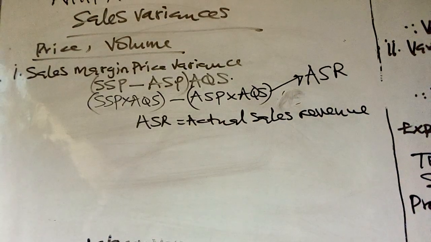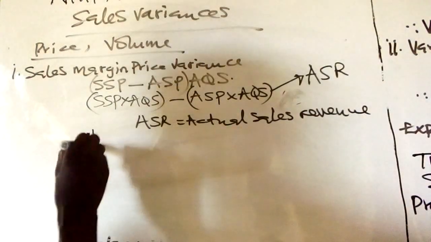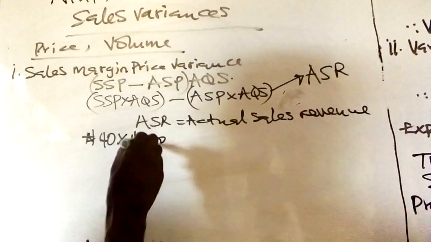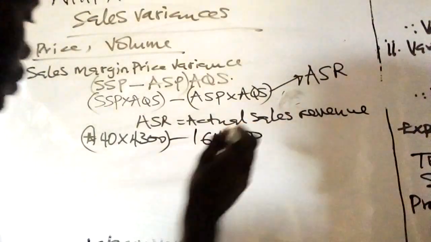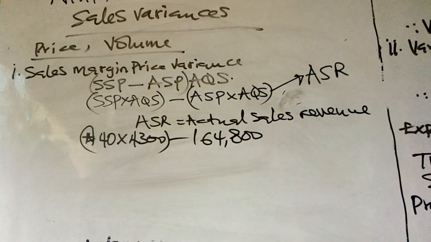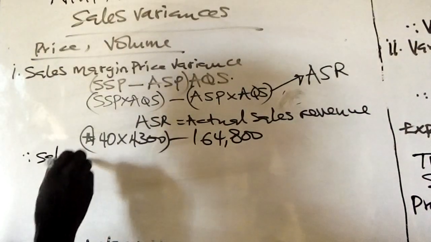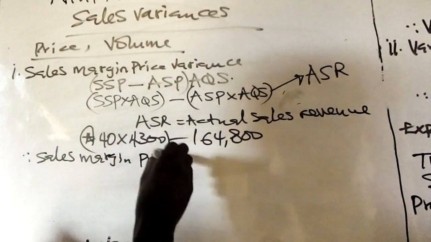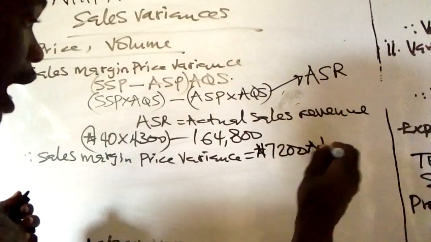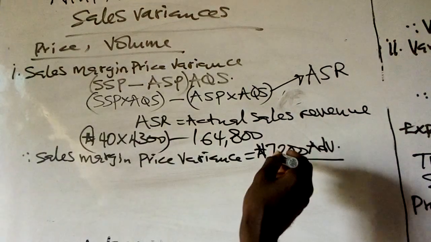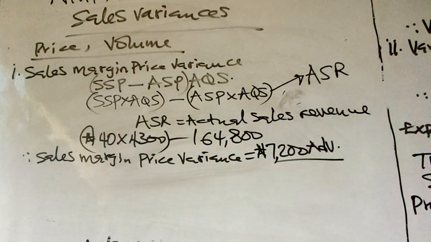Now, our standard selling price is 40 naira, and actual quantity sold is 4,300, and the actual sales revenue is 164,800. 40 times 4,300 gives 172,000, minus 164,800, which is 7,200. Therefore, sales margin price variance is 7,200 adverse, because actual revenue is less than standard. That is why it is an adverse variance.